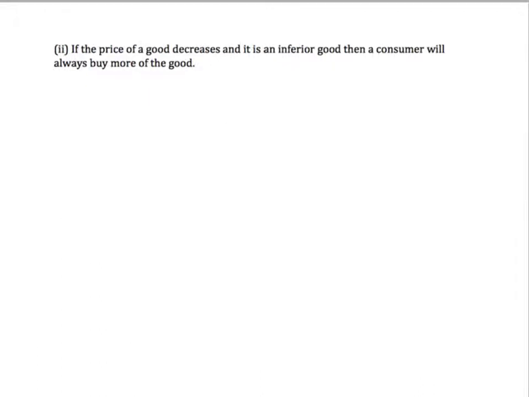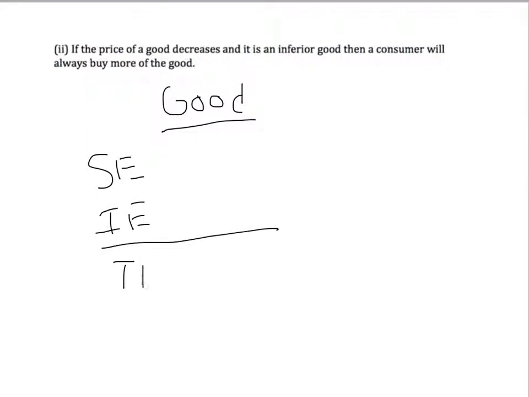The next one asks us if this is true or false. The claim is that if the price of a good decreases and it's inferior, then the consumer will always buy more. Naturally, we're going to analyze this, so we'll call this the good, with an income effect and our substitution effect table. So we'll have a substitution effect, income effect, and total effect. Whether the consumer buys more or less of the good depends on the total effect. So our goal is to find whether this is an up or down arrow. The claim is that they're going to buy more, so the claim is that we're going to see an up arrow.